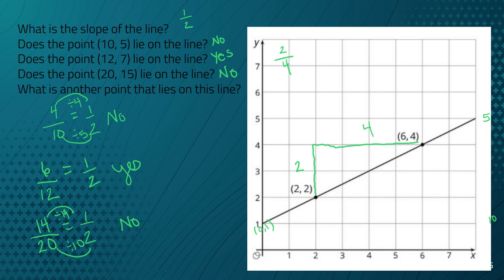So now, what other point lies on this line? This is my challenge question to you. So think about the points that we have. The ones that did lie on the line were 12, 7, and then we have 2, 2, and 6, 4. And I have a slope of 1/2. So I'm going up 1 and over 2 every time, and I would have another point. So what is another point that would lie on this line?